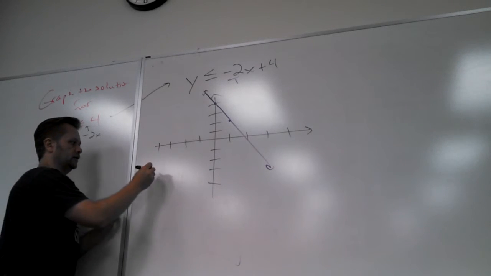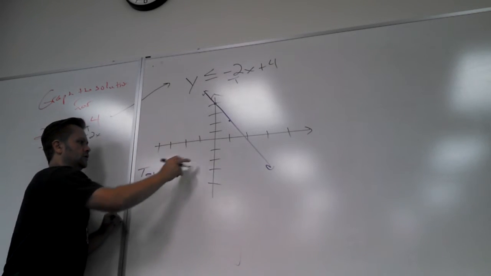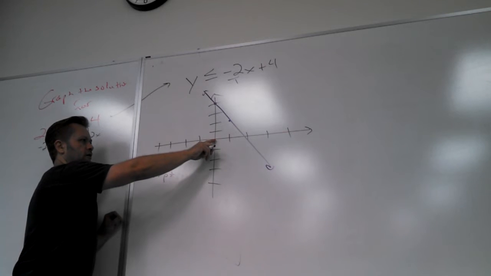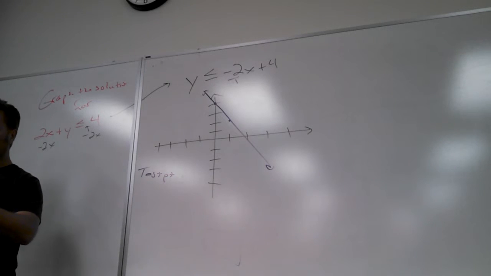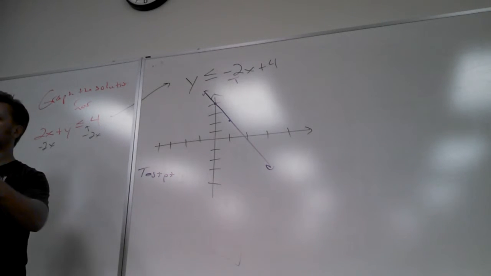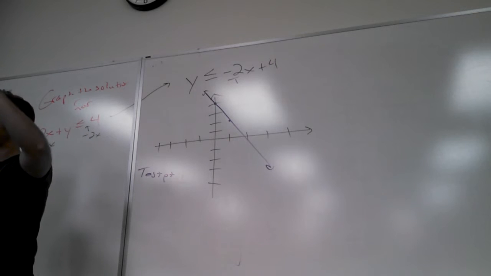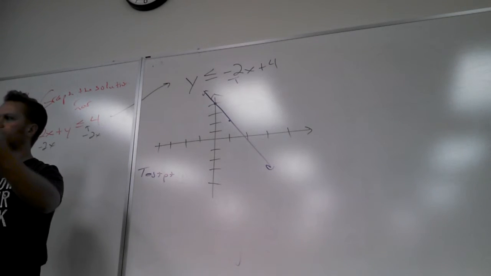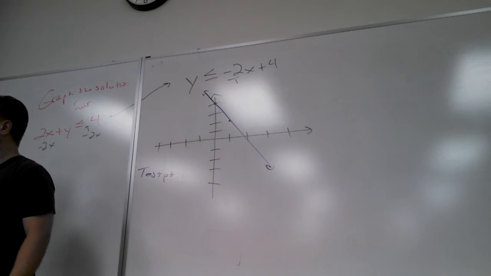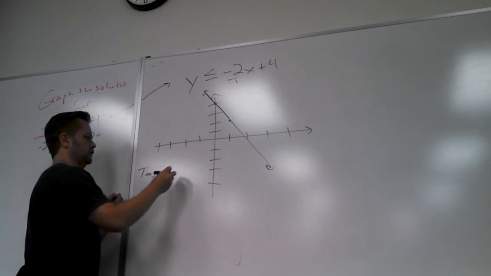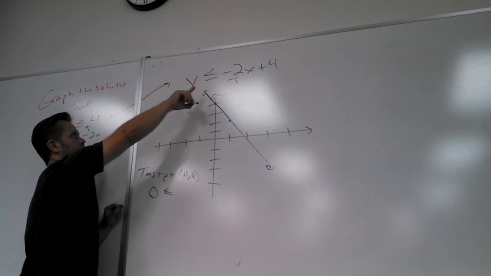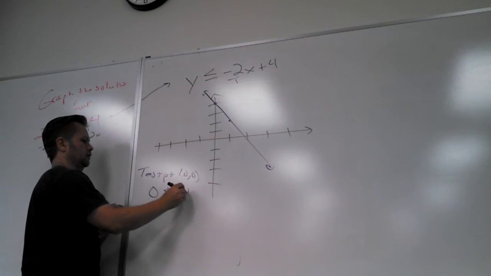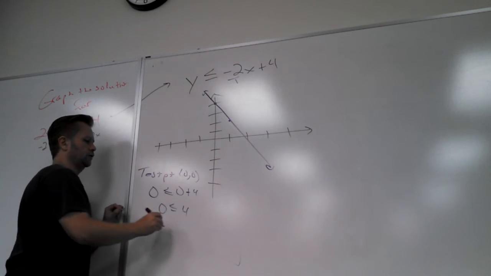The first method is the one we already did, the test point. Can I use 0, 0? Yes. So what's the only time I could not use 0, 0 to test a side? If the line goes through 0, 0, I can't use it. I got to use a point on one side or the other. And then I would use 1, 0 or something else with 0 in it to make it easy, right? So I put 0, 0 in. I get, is 0 less than or equal to 0 plus 4? Is 0 less than or equal to 4?